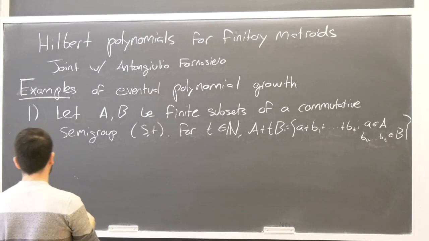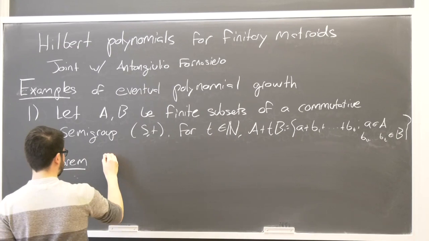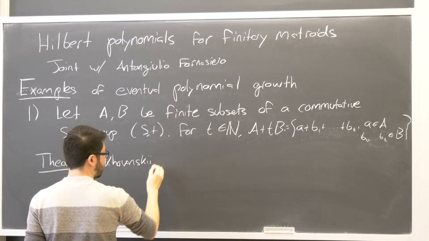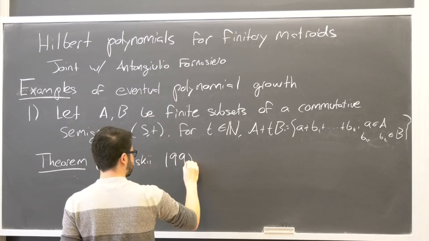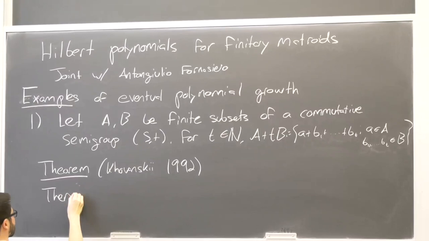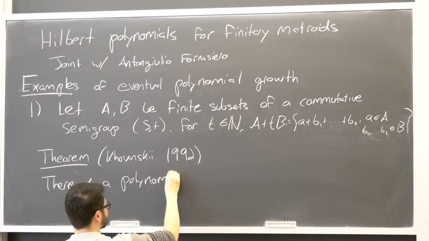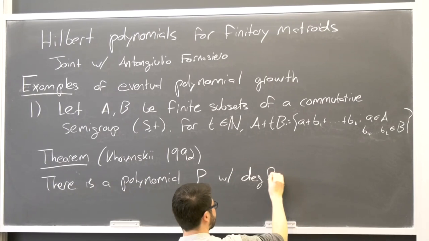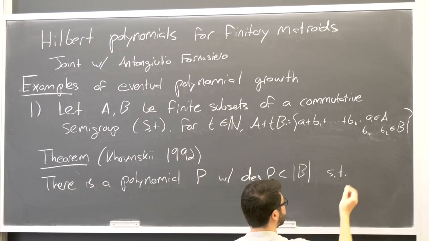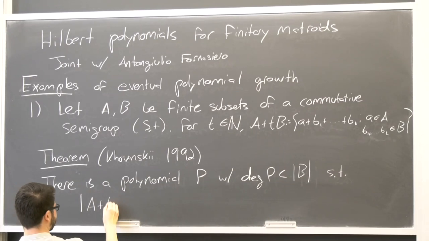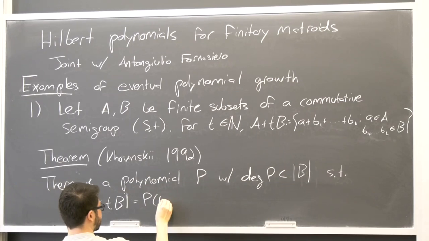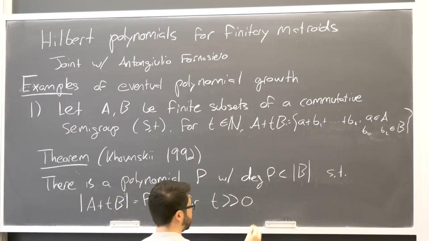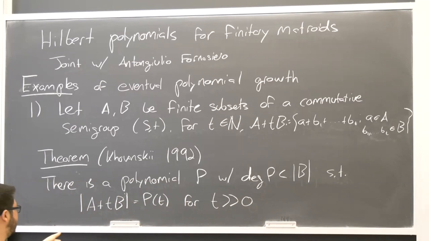And so the big theorem, which is due to Khovanskii in, I think, '92, is that there's a polynomial P, where the degree of P is less than the size of the set B, such that the size of the sumset A plus tB is equal to P of t for all sufficiently large t. So when I write this, I mean that there's some t0 such that for all t bigger than t0, the size of the set is given by this polynomial.